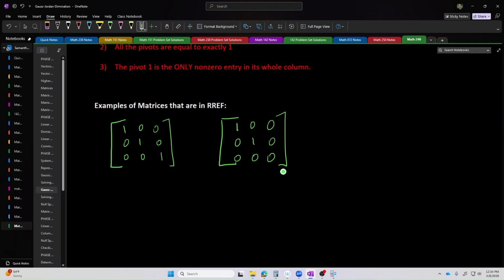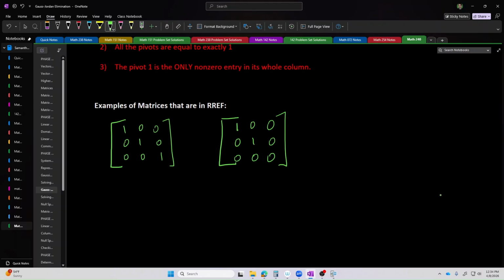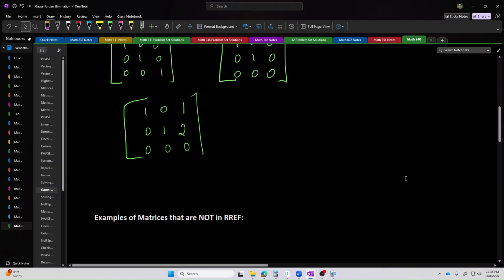We have 2 pivots in this matrix. We have this one here in the top left. We have this one here in the center. And there are no other non-zero entries above or below those pivots. Additionally, both of those pivots are equal to 1, as opposed to any other value. Here's another example. This matrix 1, 0, 1, 0, 1, 2, 0, 0, 0. This guy is also in reduced row echelon form.